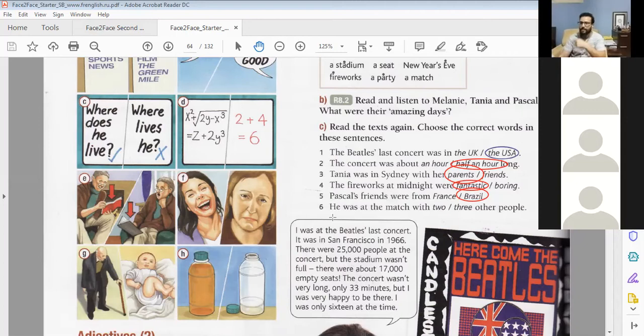And number 6, he was at the match with 2 other people or 3 other people? 2 other people. 3 or 2? 3 other people. There were their dad and 2 friends. Okay, let me show you the reading again. Let's check.